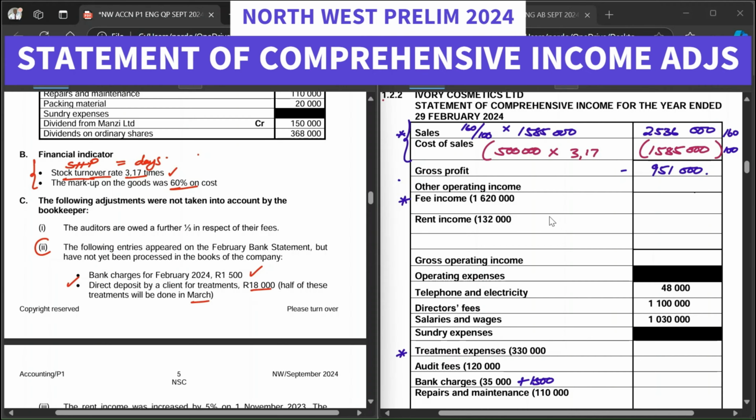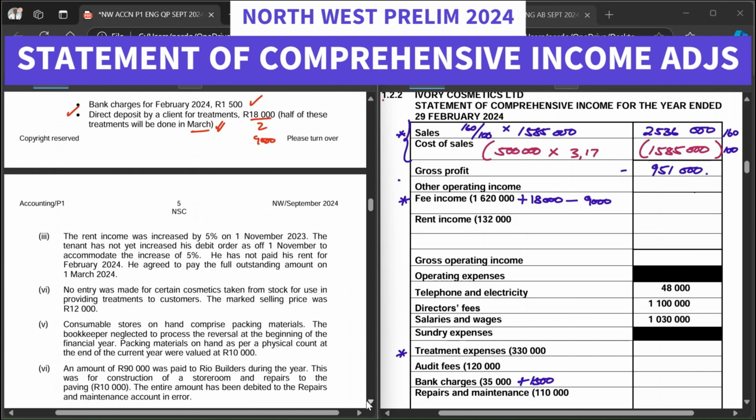So that would mean I'll come to my fee income, and then I would say, of the 18,000 that I've received, on the fee income, plus the income of 18,000. But of that 18,000, half, which is 9,000, is for treatments which will be done in March. So I must come and say, minus the prepaid expense of 9,000.